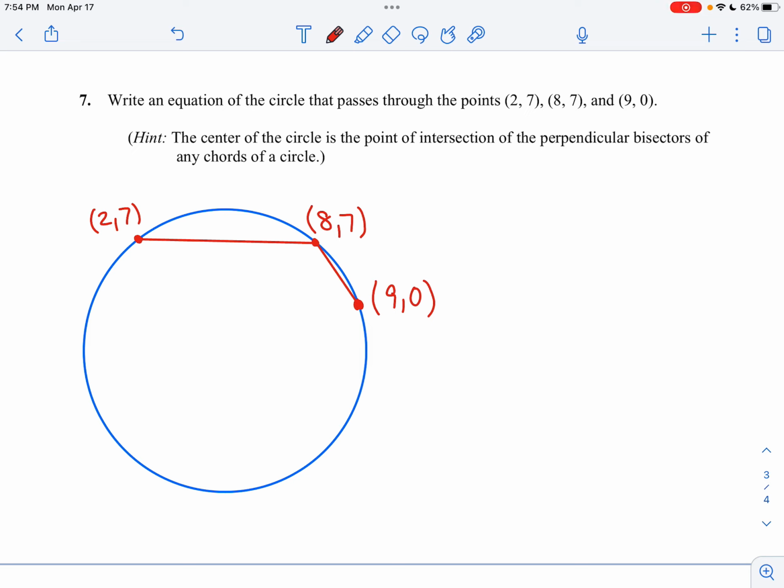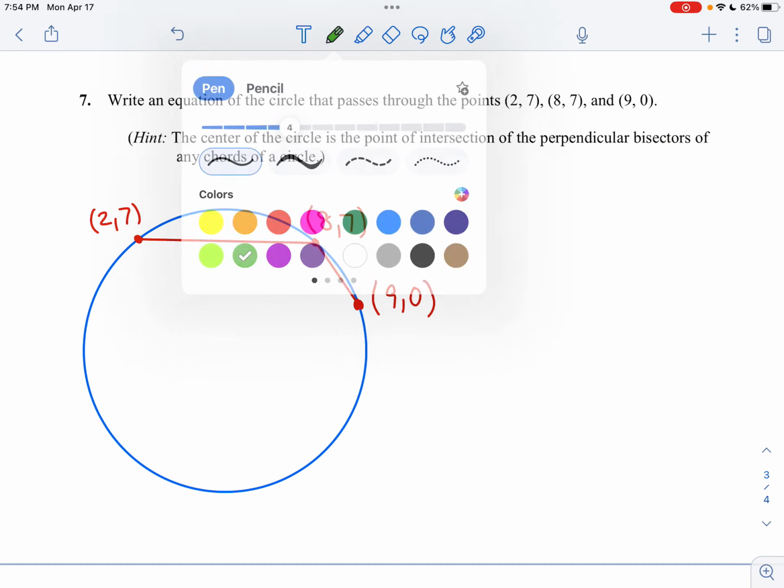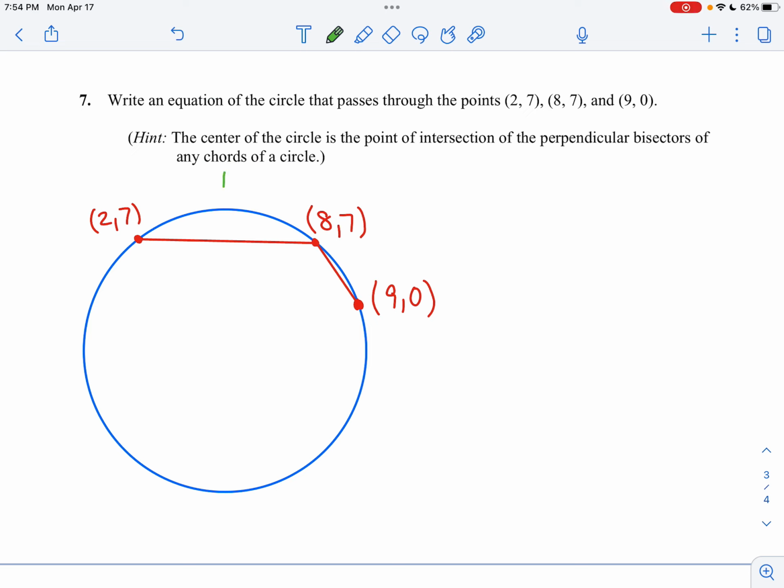But if you really wanted to, you could choose the 2, 7 and the 9, 0 and have that chord as well. All right, so now what are we going to do? We need the perpendicular bisectors of these two chords. So I think what I'll do is I'll pick a different color for each one. And I was trying to make it perfect, but my pen glitched, and so that's what we get. But it's perpendicular and it's bisecting.